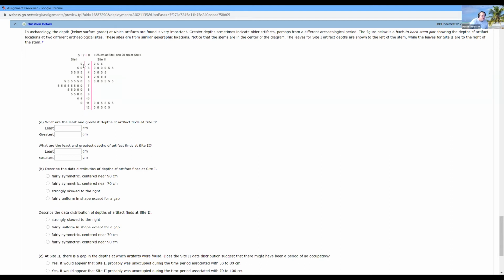So what's that going to be? 12 with a 0. Oh, so I misspoke. That 12 and that 0. At 120, they found an artifact, another artifact, another and another. And finally, at 125, they found the last one, right? On this side, by the time you got to 120, there was nothing to find. So you can see that the two sites have distinctly different situations going on.